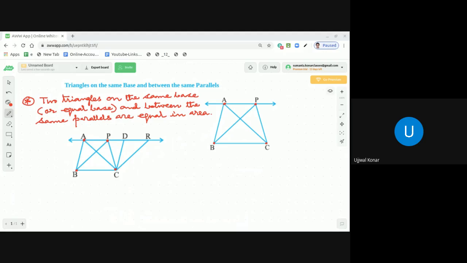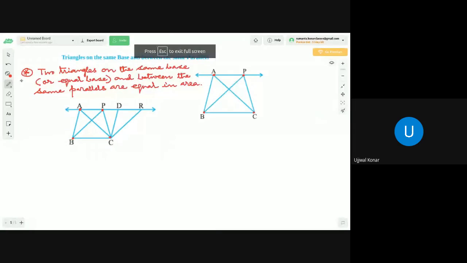We are taking D and R as two points such that CD is parallel to BA and CR is parallel to BP, and D and R lie on the line segment AP. So what is the drawing? Let me write down the drawing first, in a different color. The drawing here is that CD is parallel to BA.